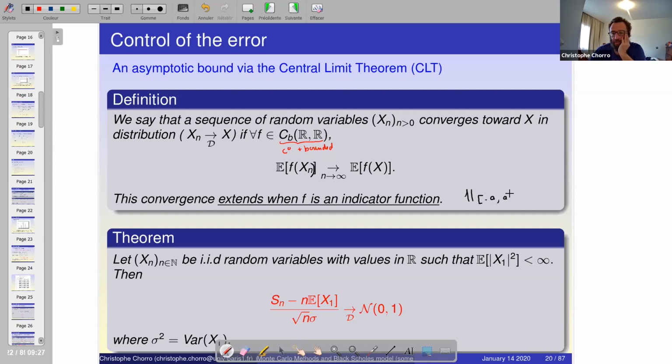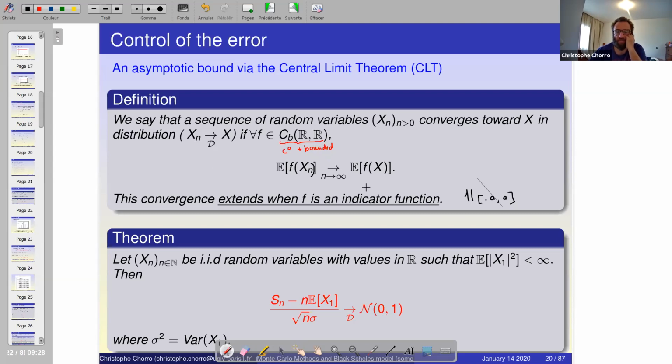Okay, if you take something like this, you have 2 points of discontinuity at a and minus a. But using approximations of this indicator function by continuous and bounded mappings, it can be proved that if I have this convergence for any continuous and bounded mappings, I will have it for all the mappings of this form, that are indicator functions. So this is the convergence in distribution.